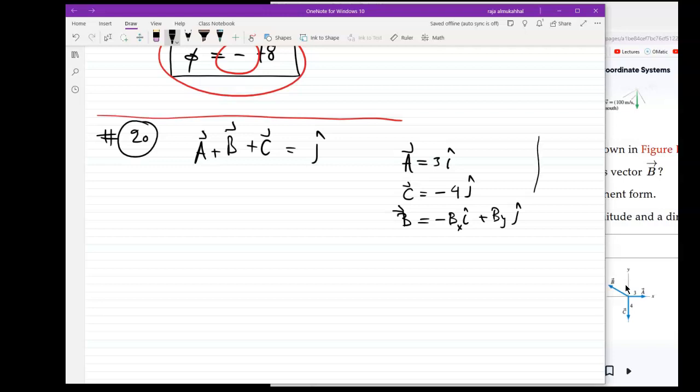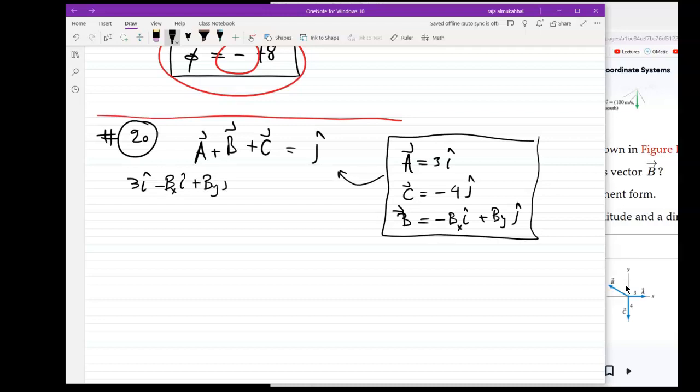So I have that. So let me take all of this and put it into the equation that is given to us, all right? So here I have A is 3i minus bxi plus byj minus 4j equals j. Is that okay? Or 1j, if you will. On either side, the i's and j's should match. What I have on the other side, I don't have i. So that means all the i's here, which is this one and this one, there is no corresponding i here. So that means 0. So 3i minus bxi is equal to 0i, if you will. There is nothing there. So I have this equation.